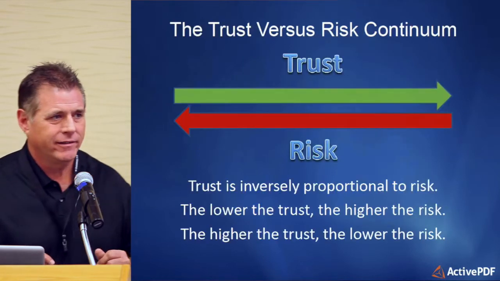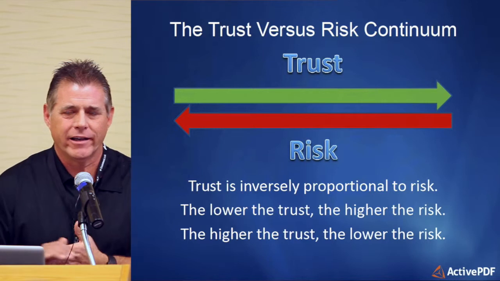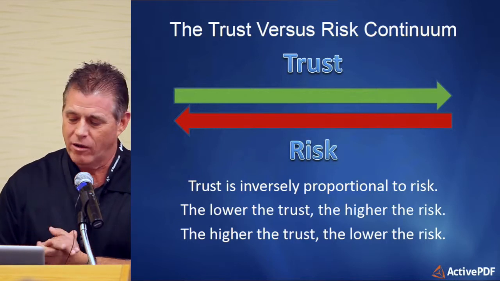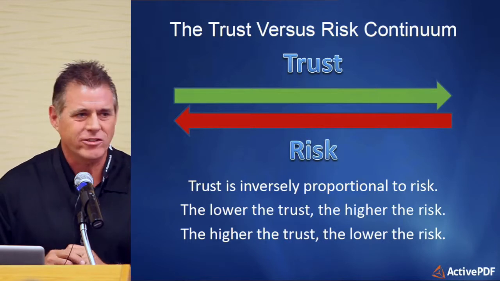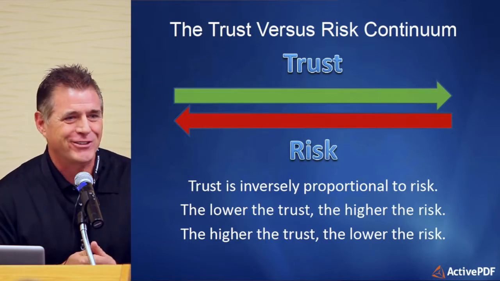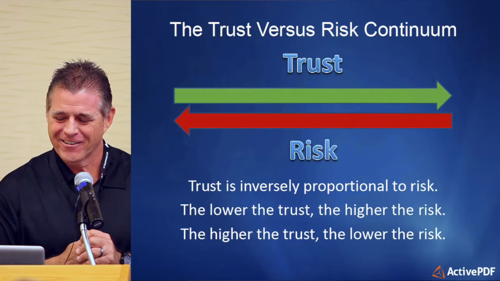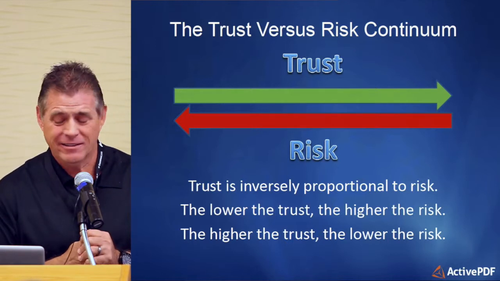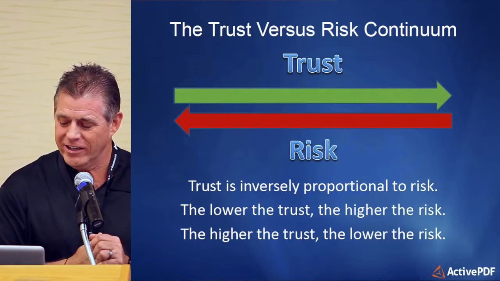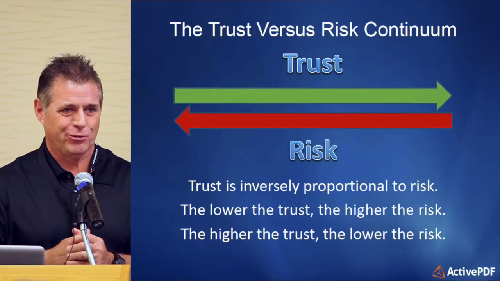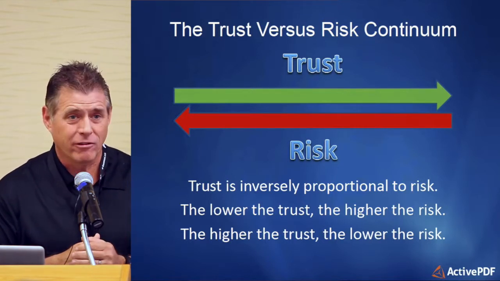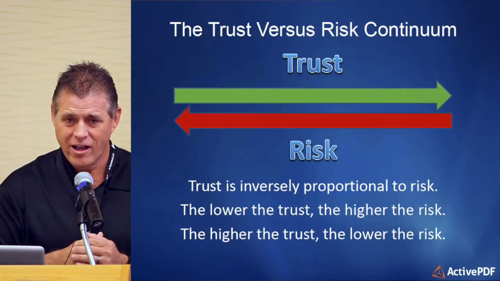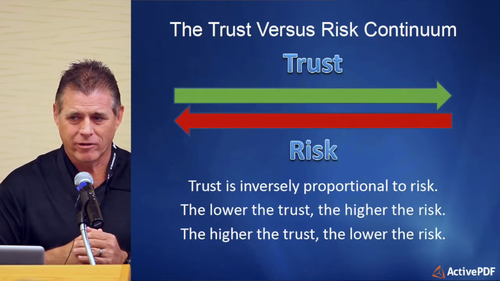So now we get into this thing that I was at the Gartner conference a few weeks ago and had a very interesting session on trust versus risk. Okay? Basically, it means trust is inversely proportional to risk. The lower the trust, the higher the risk. The higher the trust, the lower the risk.